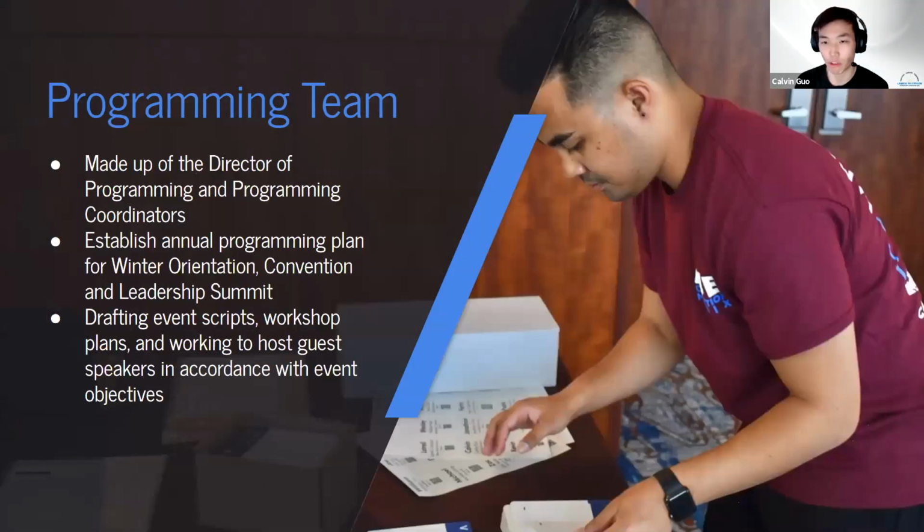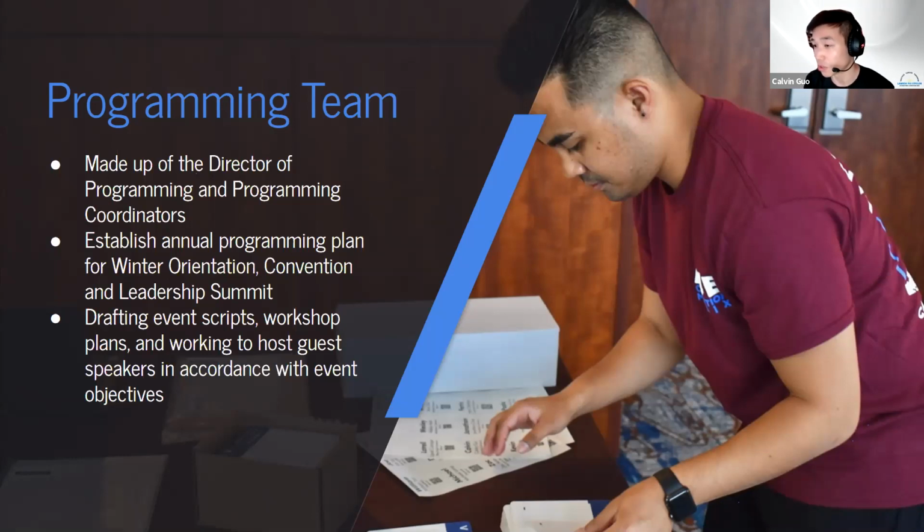So next up, we have the programming team. The programming team is made up of the director of programming, there you have Ian on the side, as well as programming coordinators. Everything that you're going through today was an effort that was pushed by the programming team as well as other collaborating teams. They mainly focus on planning events such as Winter Orientation, Convention, and Leadership Summit, getting everyone there, making sure everyone has their rooms, we have the appropriate rooms to have our trainings in and the necessary spaces, as well as getting you guys food if need be, right?